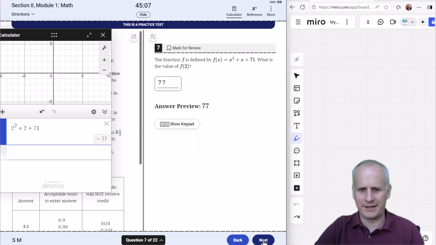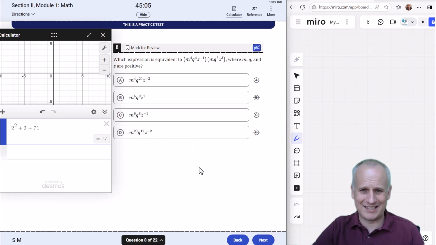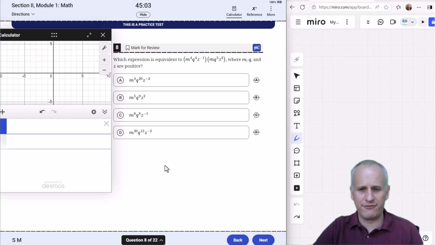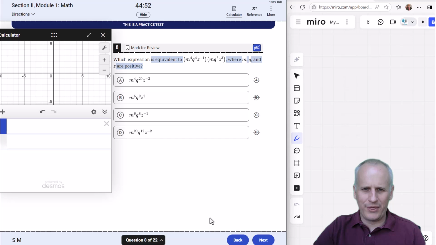Hide the keypad. Next. Simple enough. Don't want to waste time, again, working through it in full on our scratchpad. It's right there. Now, here we're being asked for which is equivalent to this structure, where m, q, and z are positive. Now, you just want to do one thing at a time. And I don't need to process everything. I just look at my answer choices after completing a step.